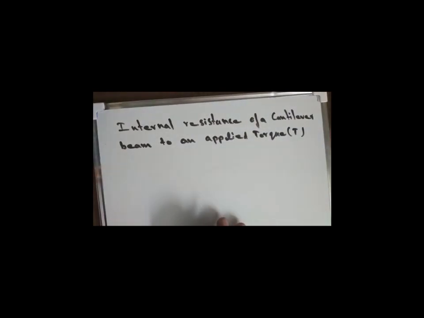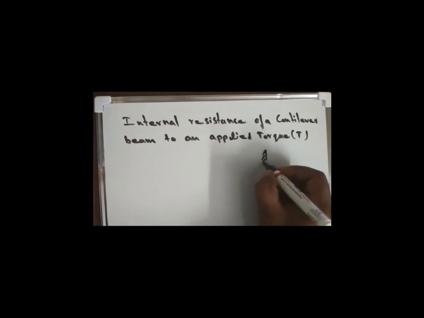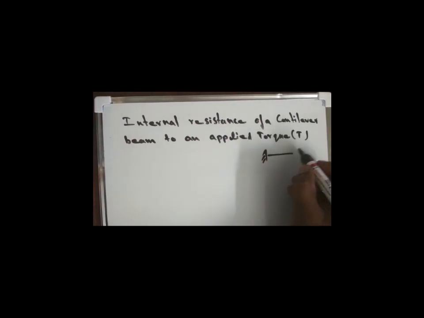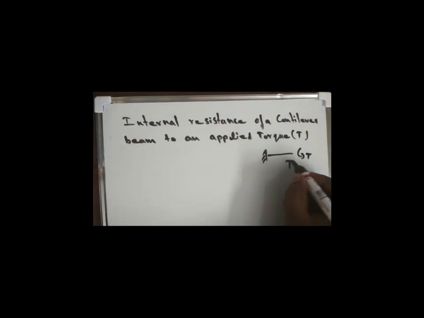Yeah, applied torque, we are going to set T, capital T. Let us take a cantilever beam, one end fixed, another end is free. In the free end, I am applying a torque of intensity T. Let us assume the cross section of beam is I.